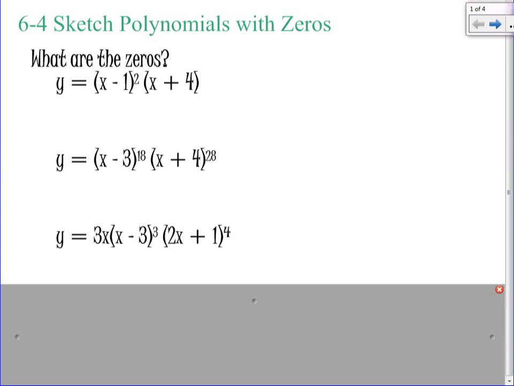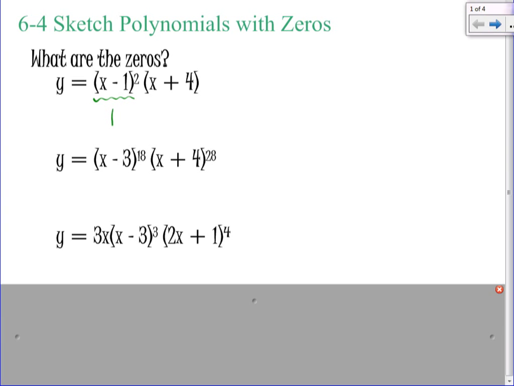So if I was asking for the zeros, these are already factored, but we want to know what are the solutions for x. What would we do? Yes. Make it so it's equal to 0. Yes, we're going to set each of them equal to 0. So if we set this one equal to 0, what would we get? And so we would get 1 for an answer.